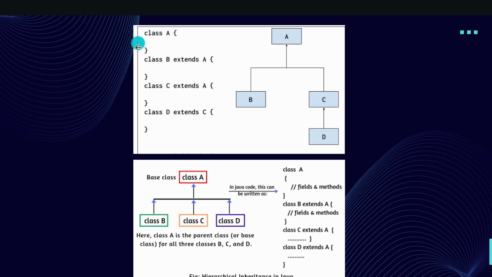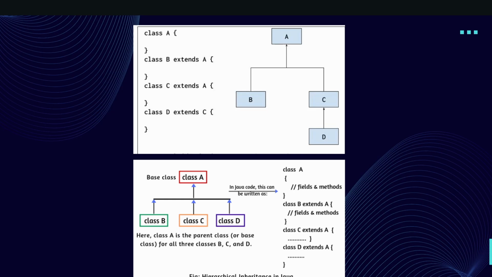You can see A is the parent here and B is extending A. C is also extending A. That means whatever the characteristics and methods are there in A, you can access in C. And D is extending C. So whatever methods you have in C and whatever methods you have in A, all the methods can be accessed in D. With this single line, class D extends C, instead of writing the whole code of C and A again in D, you can simply access the methods of C and A in D. That is one of the use cases of inheritance.